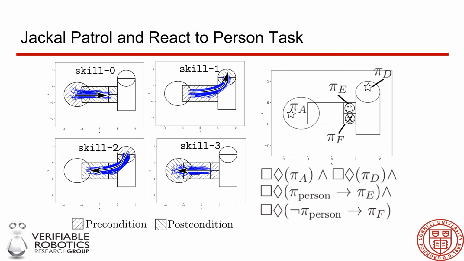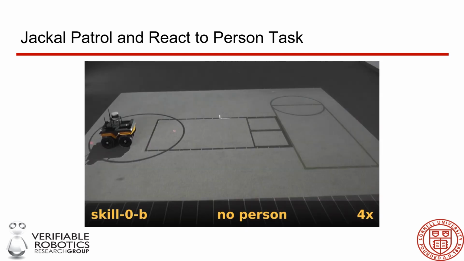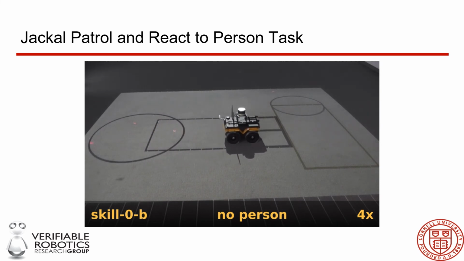With the given skills, the task is not possible because the robot cannot guarantee it will visit region E or F. The repair process suggests modifying 2 skills. One of the modifications is able to be learned, while the other is not. We run the repair process again and generate a second skill modification. With the modified skills, the jackal is successfully able to patrol and react to a person.